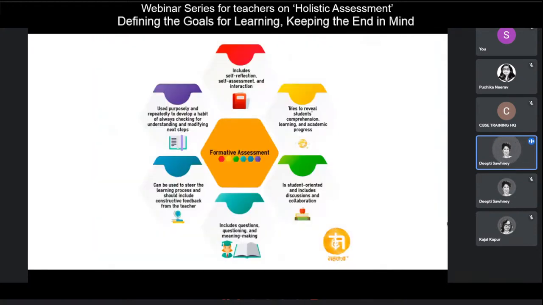So coming on to assessments, we are looking at formative assessment. So what are the various ways? This is a very important deck that we have created. This is something which will help you in creating your lesson plan. So if you want to take notes, we are looking at self-reflection, we are looking at self-assessment, and of course, peer interaction. The formative assessment tries to reveal the student's comprehension, learning, and academic process.